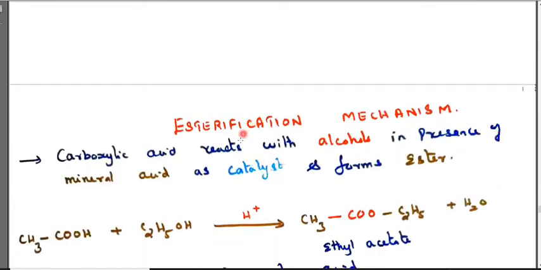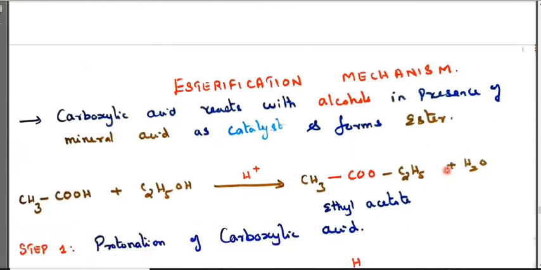Next, let us see the esterification mechanism. Ester formation between any carboxylic acid and alcohol gives an ester, which has a fruity odor. Carboxylic acids react with alcohols in the presence of mineral acids, which are hydrochloric acid, sulfuric acid or nitric acid, acting as a catalyst, and form esters. For example, CH3COOH plus ethyl alcohol C2H5OH, in the presence of a mineral acid, loses water and becomes CH3COOC2H5 plus H2O. CH3COO is the acetate group with C2H5, so ethyl acetate.